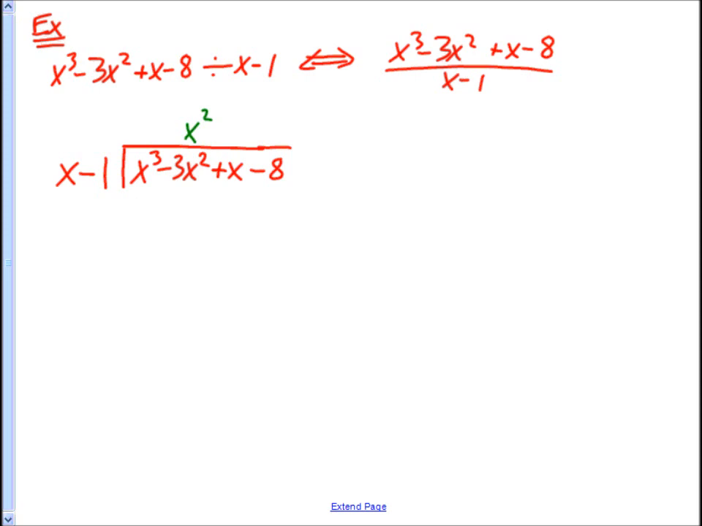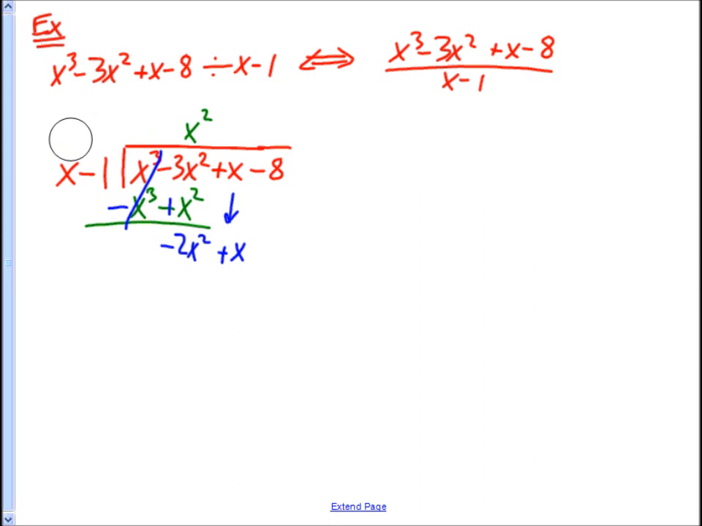So x squared times x, x cubed, right? Remember, I'm multiplying this thing by that, and then I multiply that by that as well. x squared times the negative 1, negative x squared, right? Don't forget, change your signs, right? Gone. x cubed minus x cubed, gone. Negative 3x squared plus 1x squared is a negative 2x squared. Go ahead and bring down that plus x there, and you're going to do the next one.